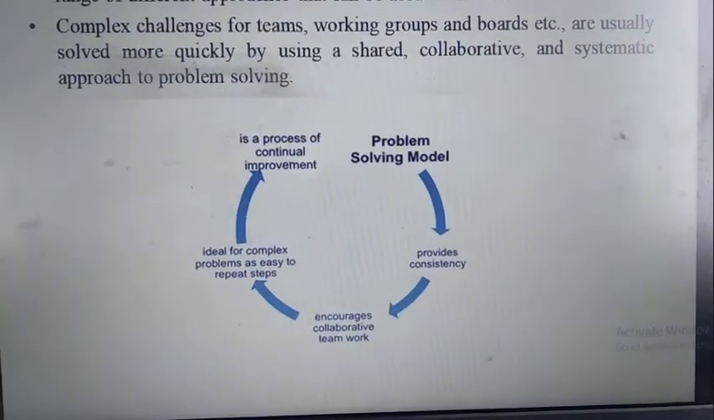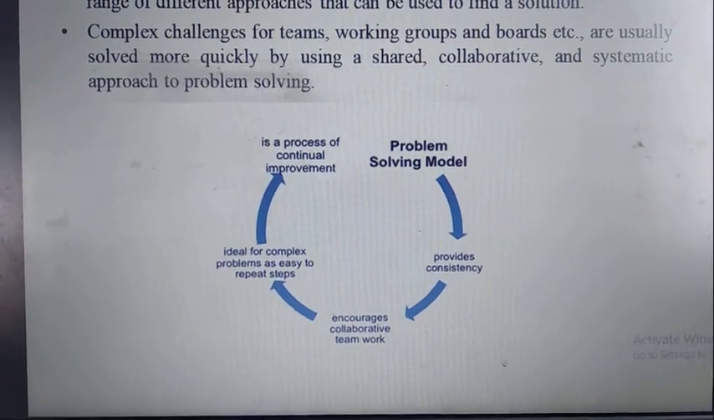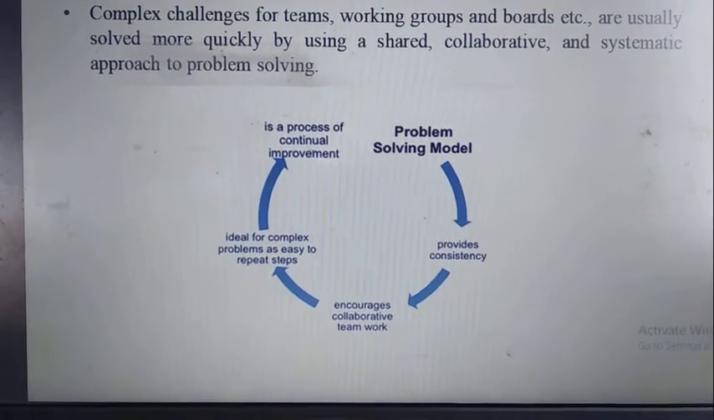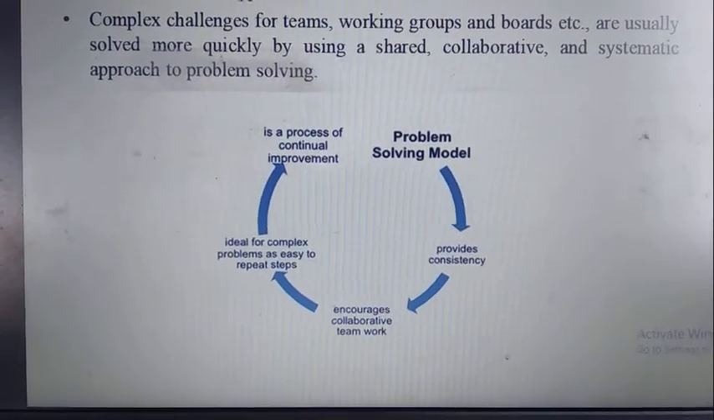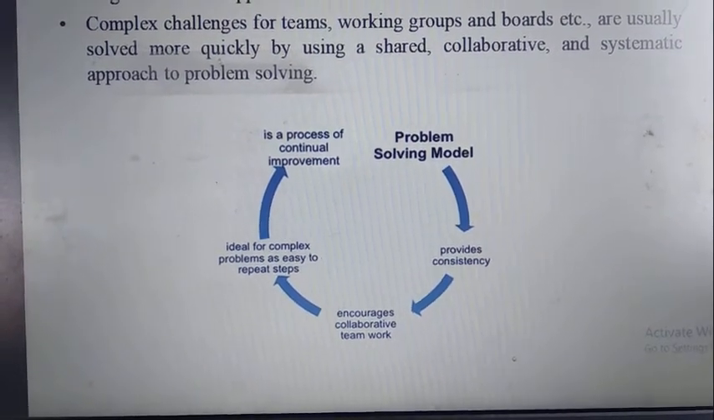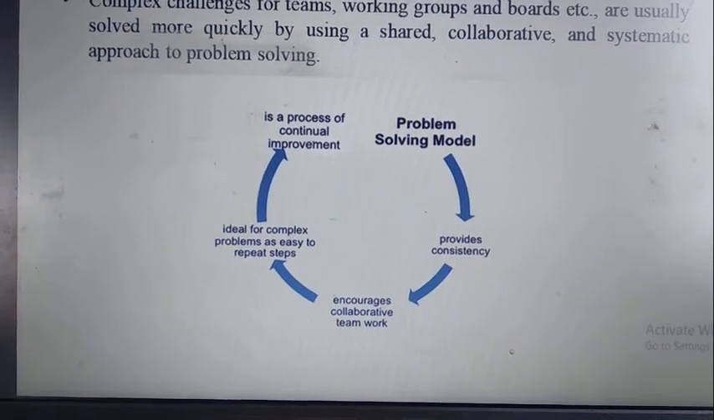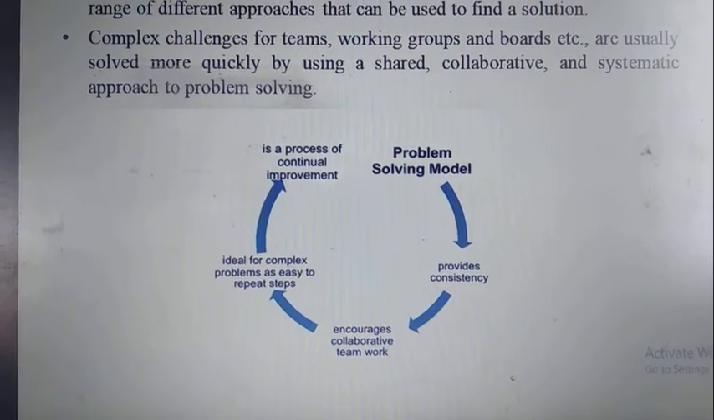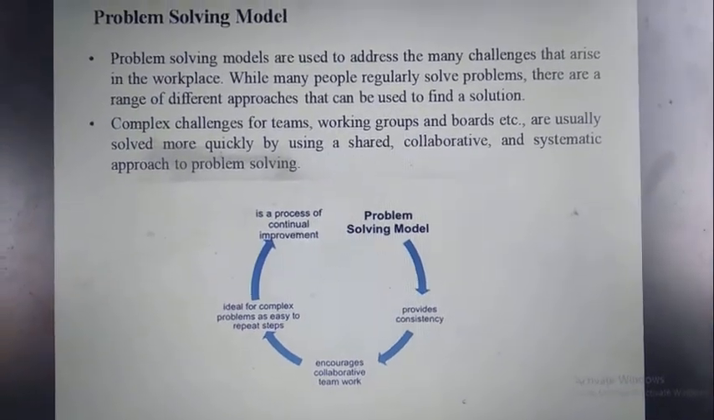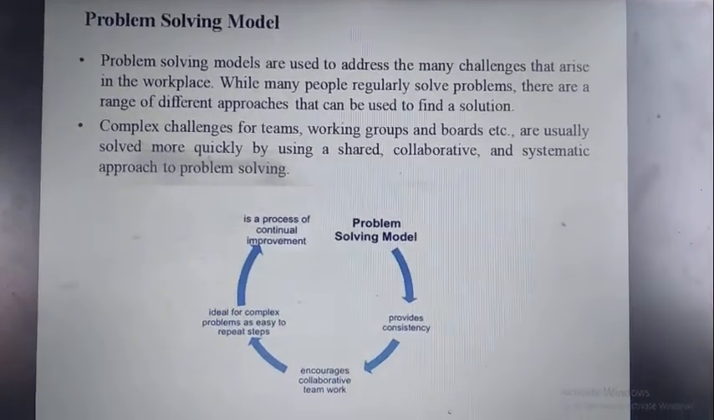Here the problem solving process is shown. A problem solving model provides consistency, meaning it identifies exactly what the problem is, then encourages collaborative teamwork to find that exact problem. Ideally, for complex problems, it has easy to repeat steps, and is a process of continual improvement. So we will get the solution for the complex problem, and by using the problem solving model we will get the exact way to solve this problem.